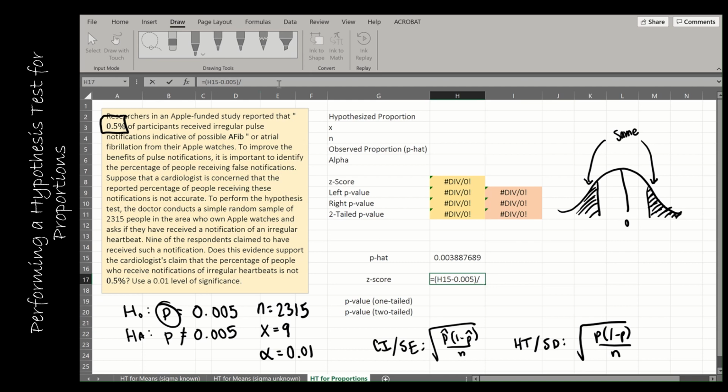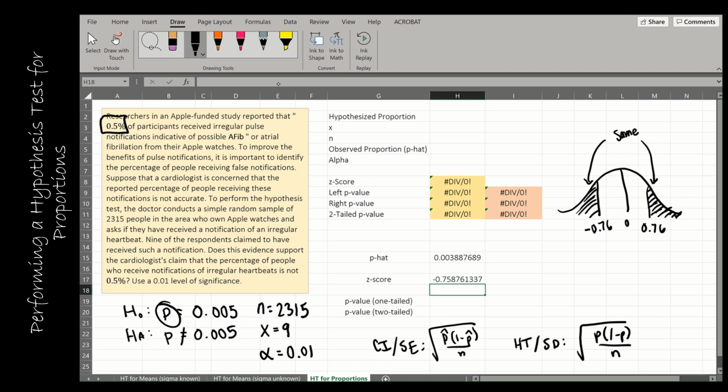So as I'm entering this value, I'm going to find the square root of 0.005 times 1 minus 0.005 divided by n, which is 2315. So my z-score is negative 0.76. Now, here's where you have to be real careful. I just found the z-score of negative 0.76. The positive counterpart to that would be positive 0.76.